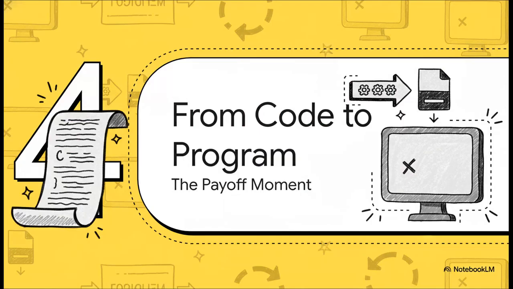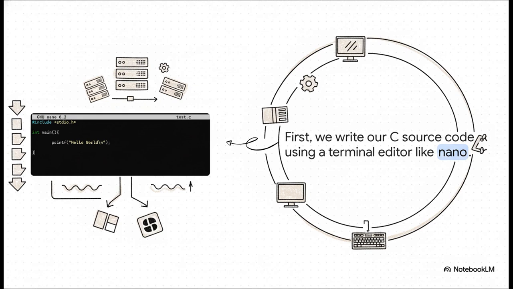All right, this is it. This is the moment where everything we've just talked about, all those little commands, comes together for the big payoff. We're about to take a simple text file and turn it into a real working program, all from right here in the terminal. So first step, we need to write some code. And you don't need a big fancy application. You can use a simple text editor called Nano that lives right inside your terminal. We just type our code in, save it, and that's it. We've got our source code file.